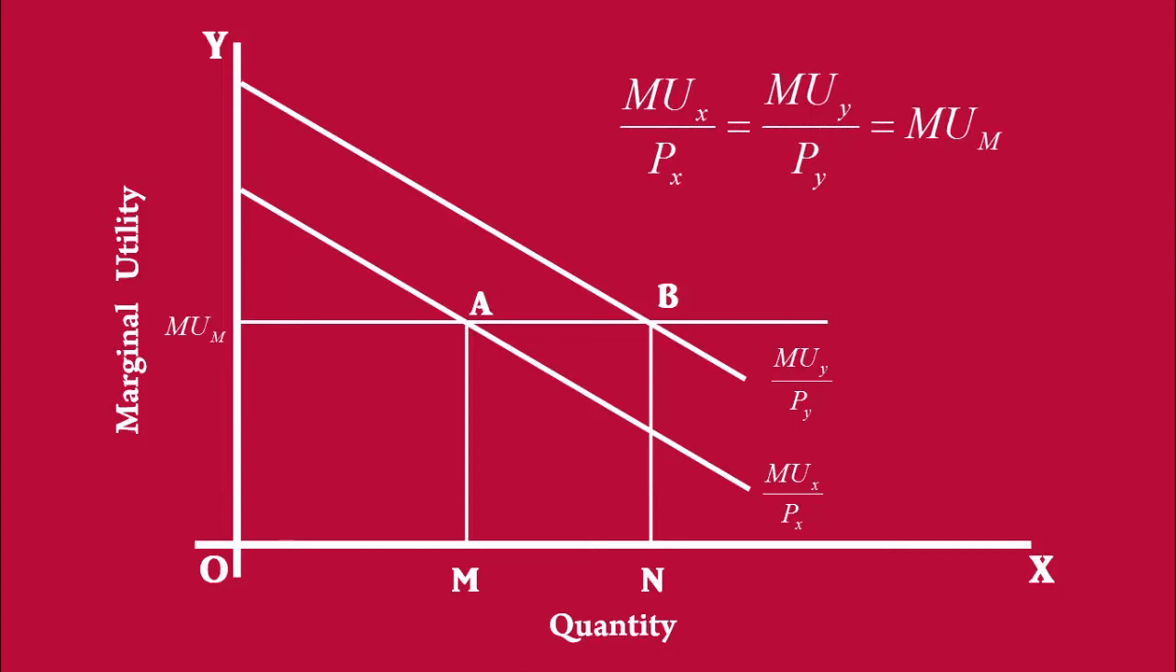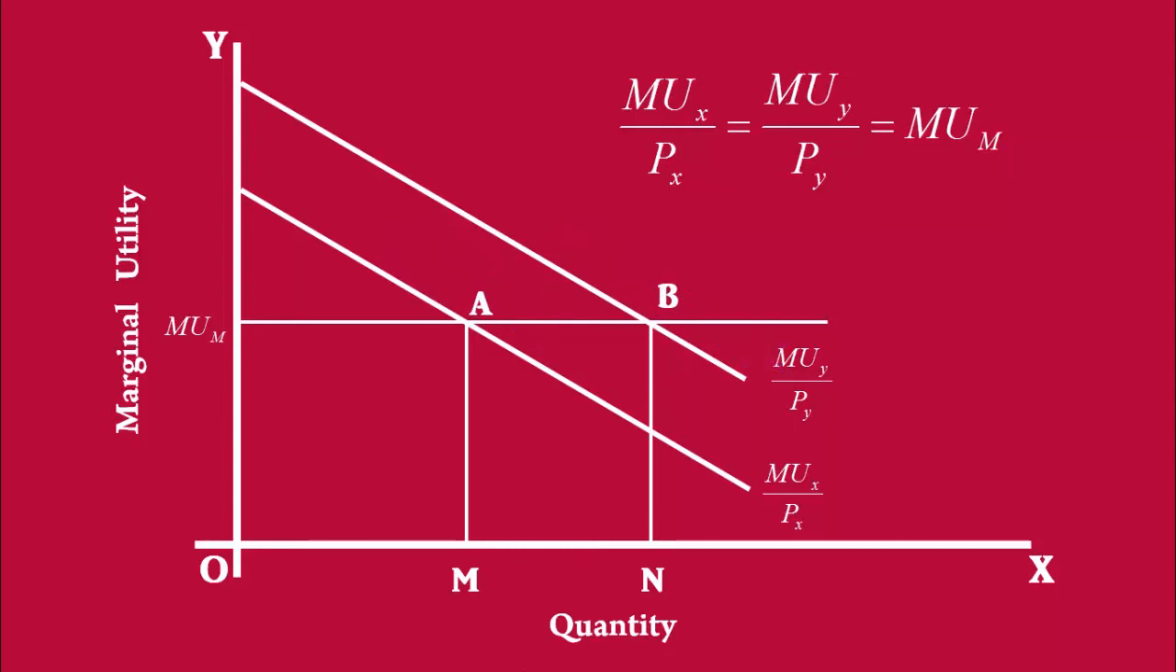Marginal utility of good X divided by price of good X equal to marginal utility of good Y divided by price of good Y equal to marginal utility of money. The first condition is satisfied. At equilibrium, marginal utility is diminishing. The second condition is satisfied.